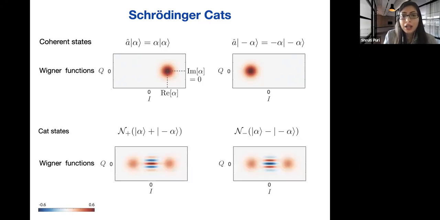Okay, so now let's look at cat states. Cat states are the superposition of these two coherent states. The Wigner functions of the cat states look like this. If you have an even superposition cat state, alpha plus minus alpha, then you'll have two blobs, one at minus alpha, the other at plus alpha, but then you'll get these interference fringes at the center to show that it's a superposition state. Similarly, for the other superposition state, you get interference fringes at the center. Importantly, for the even superposition state, the interference fringe at the center is positive, whereas for the odd superposition state, it is negative. And that's how you can identify whether you have an even or an odd superposition state.